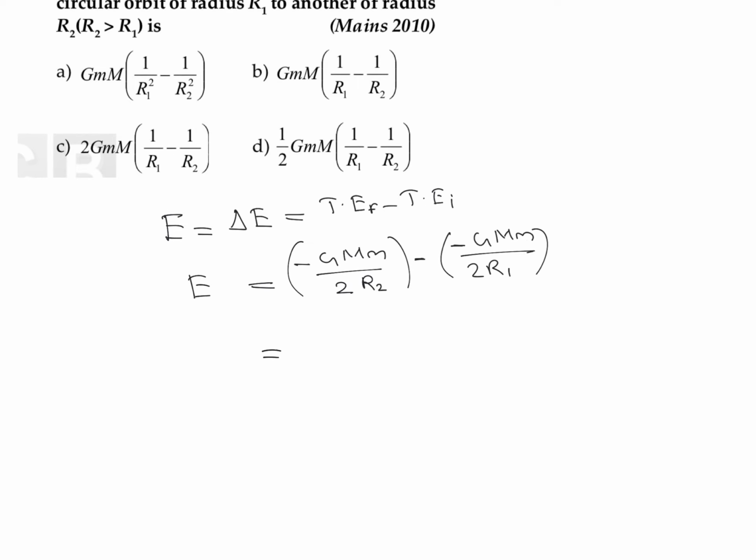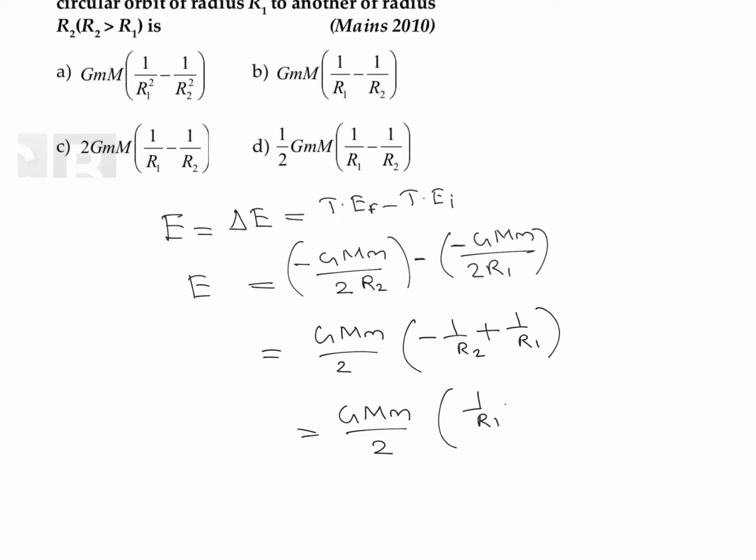If you take GMm by 2 as common, the remaining thing is minus 1 by r2, and minus becomes plus 1 divided by r1. So I can write the energy that we need to supply is nothing but GMm divided by 2 into 1 by r1 minus 1 divided by r2.